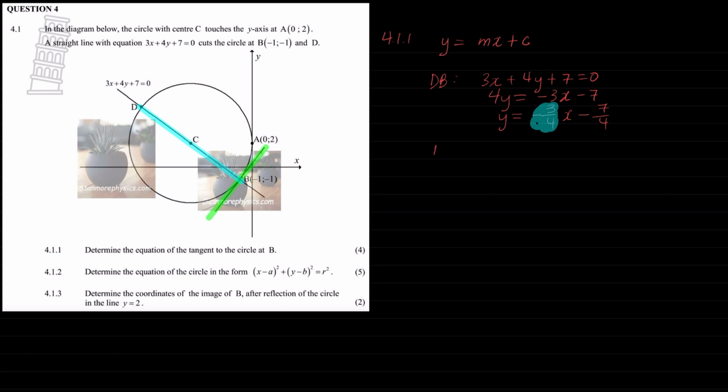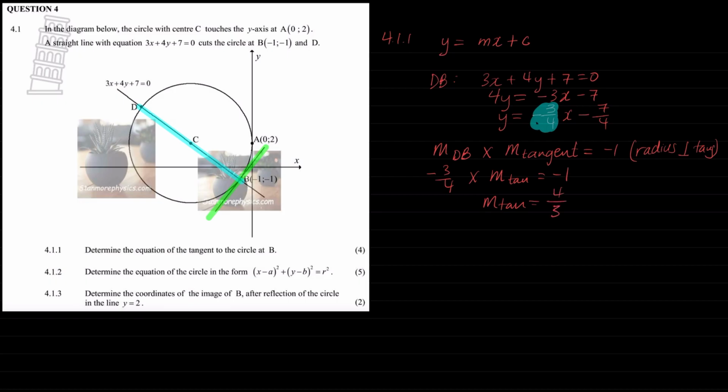So the gradient of the line DB multiplied by the gradient of the tangent is going to equal minus 1, and that's because the radius is perpendicular to the tangent. So minus 3 over 4 times the gradient of the tangent is equal to minus 1. Now divide everything by minus 3 over 4, and you're going to get the gradient of the tangent equal to 4 over 3.